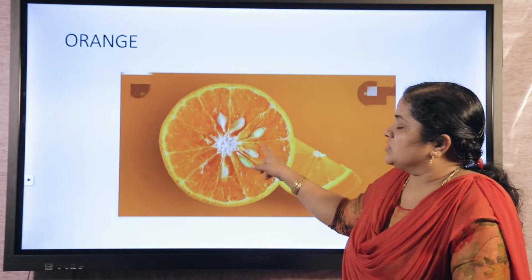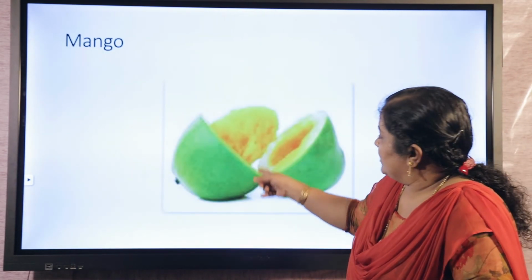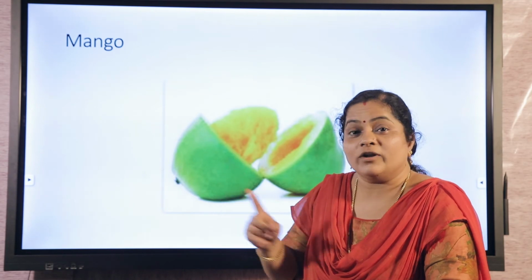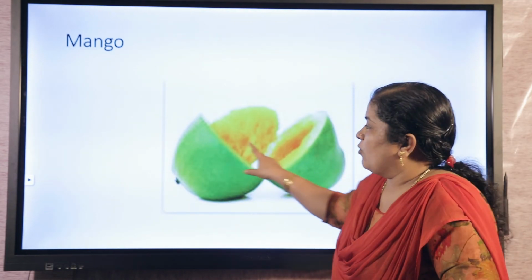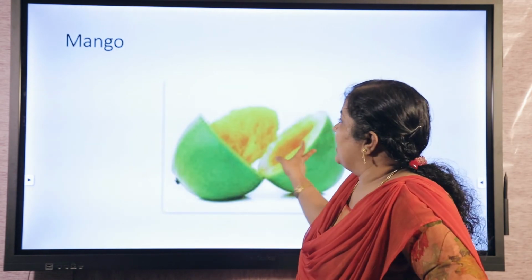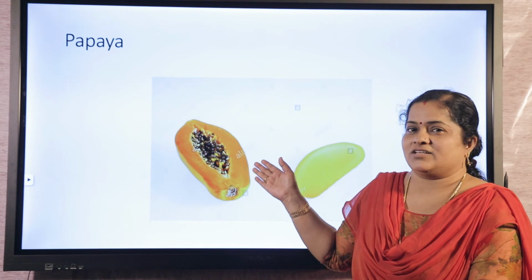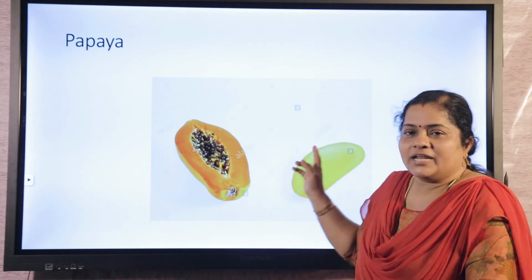Okay, I will show the picture of this orange. See, a few seeds we can see in this, isn't it? Then what about the case of mango? In this mango, only one seed. In orange, a few seeds. Here mango, one seed. And in the case of papaya, how many seeds? Many seeds are there. Okay, it's clear now?